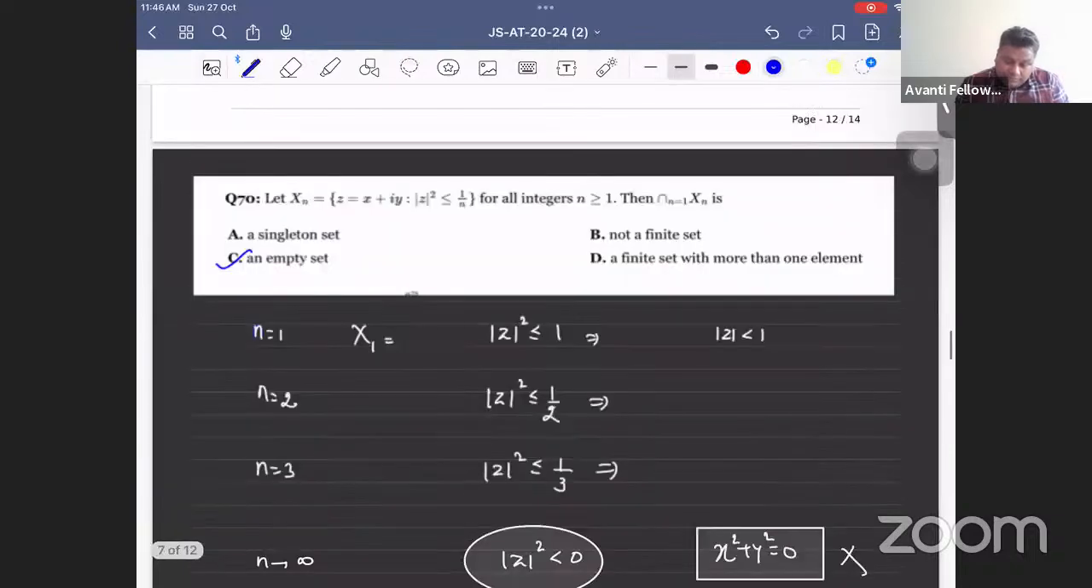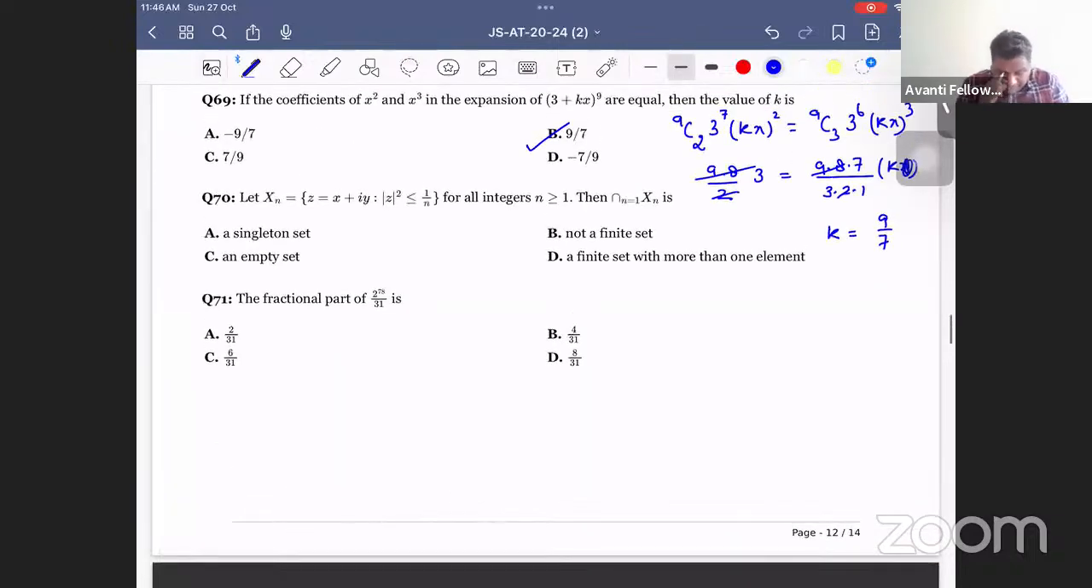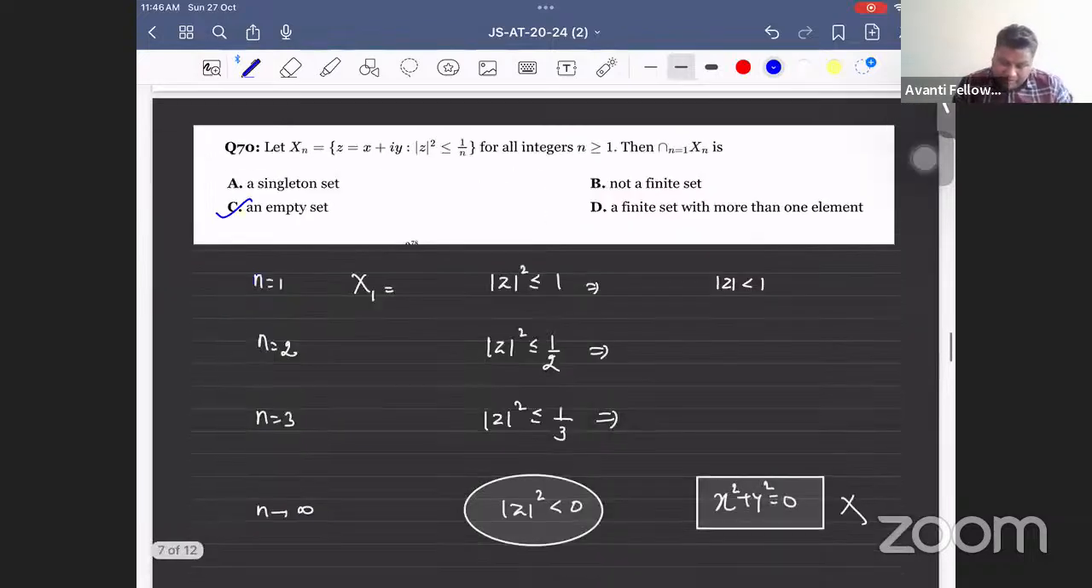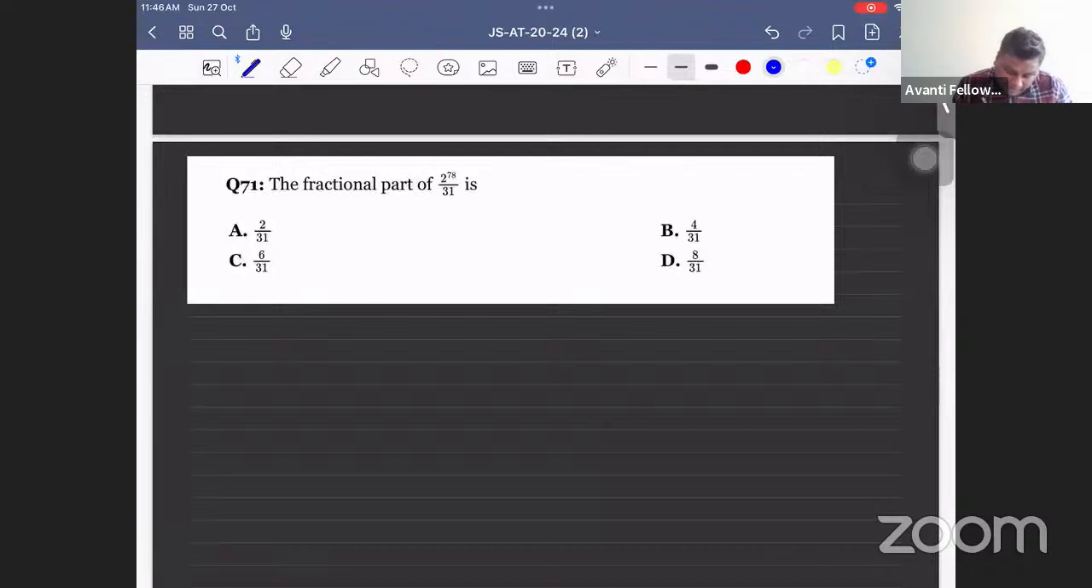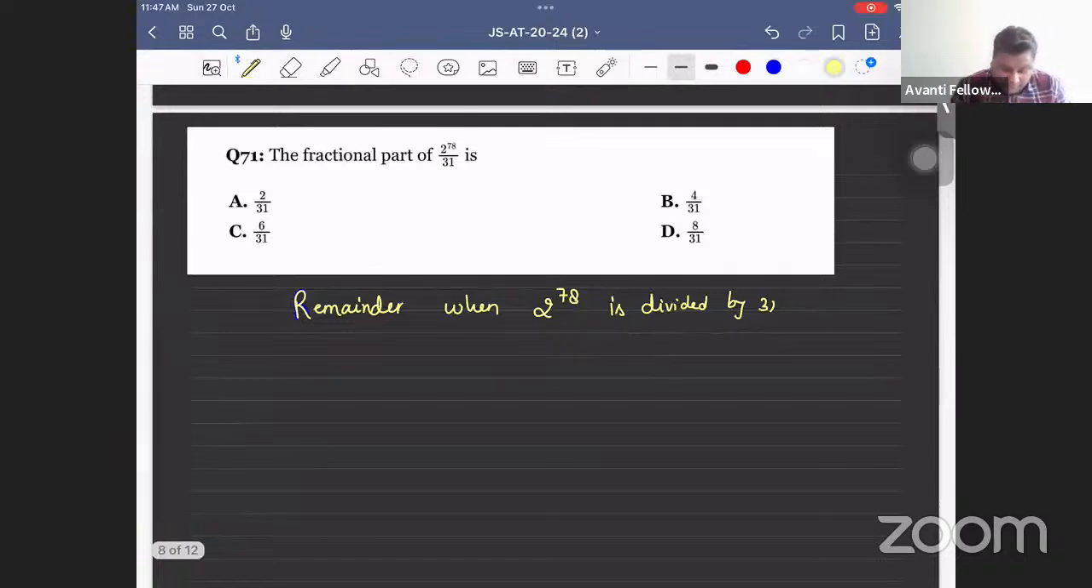Got it? Now, the fractional part of 2^78 upon 31. So what do you require? You require the remainder when 2^78 is divided by 31. We have something related to 2^5, which is 32.